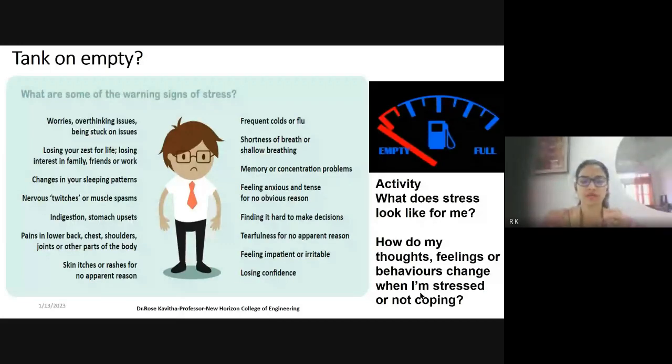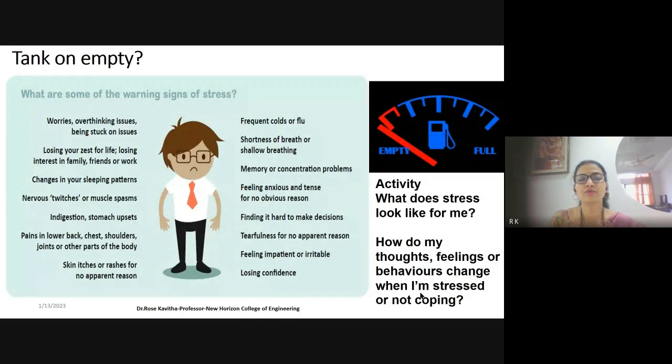Do you have nervous twitches and muscle spasms? Sometimes you get indigestion, your stomach is upset. Are you losing your zest for life? What kind of life is this? Arey yaar, I'm not getting proper sleep. Losing your interest in the family. Oh, some aunt is calling. Oh, my uncle is calling. You just don't even pick up the call.